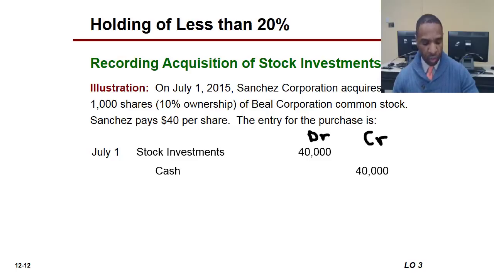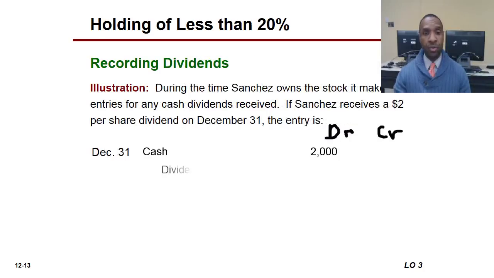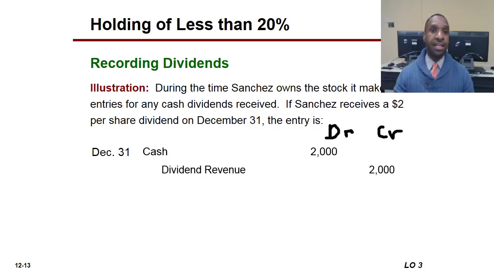So let's take a look at this illustration. We're looking at the acquisition of stock investments. So we're looking at equity, buying stocks, and it's a holding of less than 20%. So we're looking at the cost method. So on July 1st, 2015, Sanchez Corporation acquires 1,000 shares, so that's 10% ownership, of Bill Corporation common stock. Sanchez pays $40 a share. So let's look at this entry and how we'll record it. So on July 1st, we've got a stock investment entry. Again, that's a debit, right? And then our cash is coming out. We've got a credit for $40,000 for this purchase of this stock of Bill Corporation.